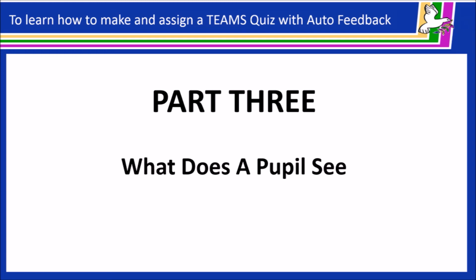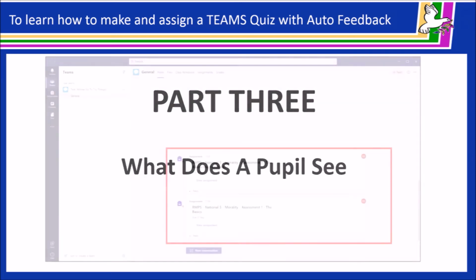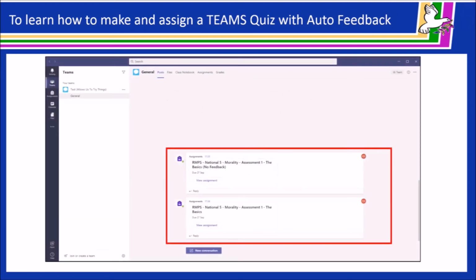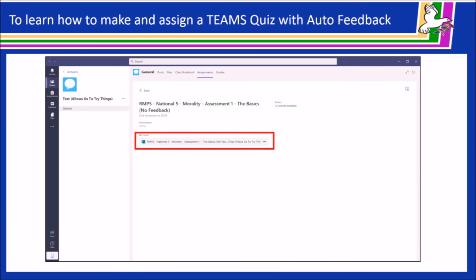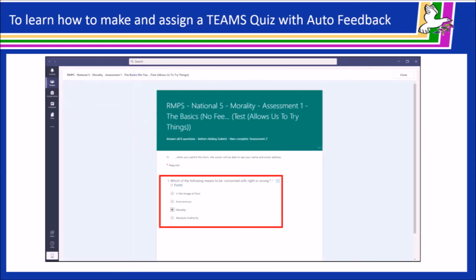Let's look at what a pupil sees when they do a quiz. All of these images are if the quiz is completed on a desktop computer. The view may be slightly different from a mobile phone. A pupil can access their assignment through the Post tab of their team or the Assignments tab. When they click on View Assignment, they will be taken to the next screen. They then need to click on the form to be able to access the assignment. They then answer the questions.